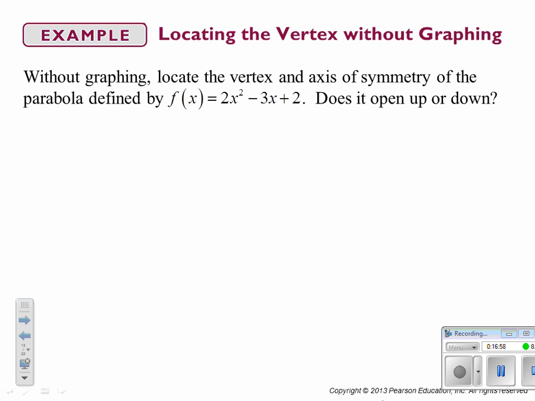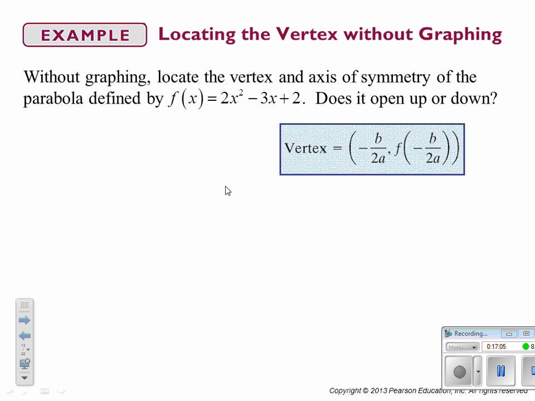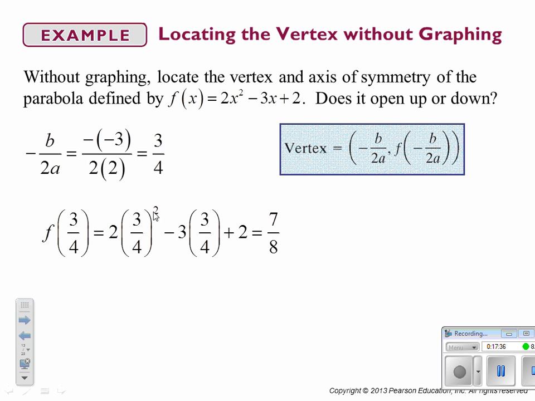All right, so let's apply the vertex equation. Our b value is negative 3, our a value is 2. So we put that in. Minus a negative 3 is 3, and 2 times 2 is 4. So the x-coordinate for our vertex is 3/4. I'm going to plug 3/4 in for x to find the y-coordinate. So 3/4 squared, times 2, minus 3 times 3/4, plus 2.